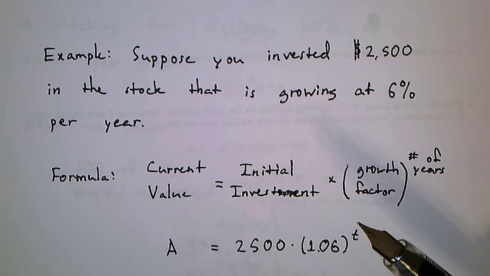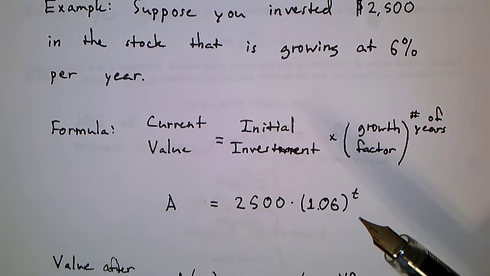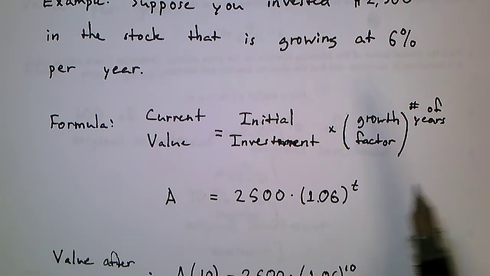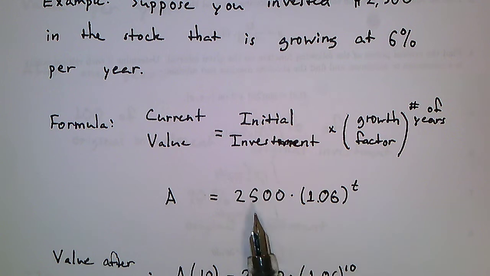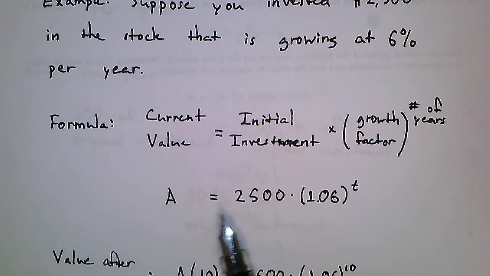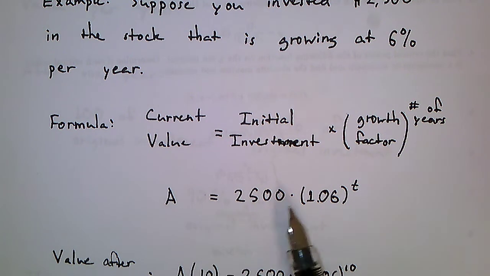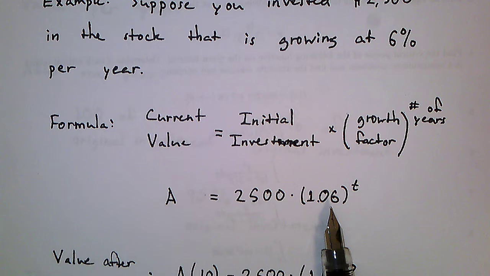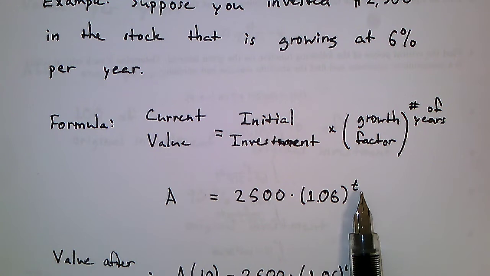If I plug in the values from this particular example, we'll put in the initial investment of $2,500 and then the multiplication factor, or the base, of 1.06. We get this function. A, that's what I'm calling my current value, is equal to 2,500 times 1.06 to the t power.